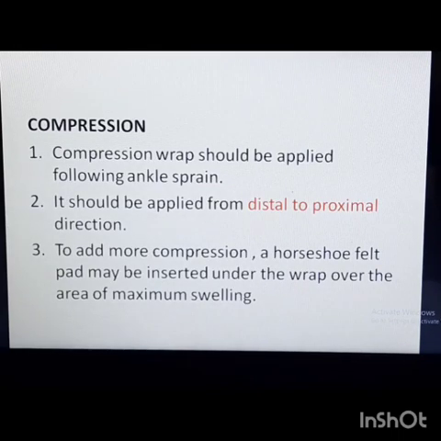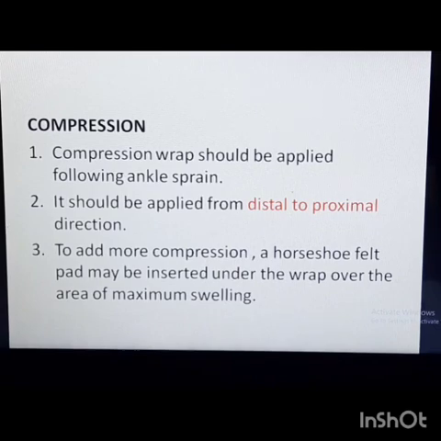A compression wrap should be applied following an ankle injury. Compression is very important for reducing the swelling, and most importantly, how to apply it. It should be applied from distal to proximal, because if you apply it from proximal to distal, the swelling won't go properly, because you need to push the swelling towards the heart. The swelling should go towards the body. So you need to go from down to up, from distal to proximal.